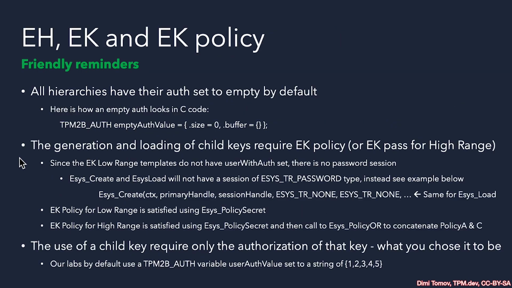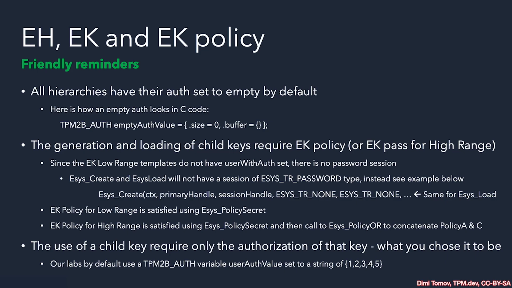Now, the generation and loading of the child keys would require EK policy. We talked about the fact that we need to satisfy the EK policy twice, first at creation and then at loading. Once we have our endorsement child key created and loaded, we just have to provide the authorization for that child key, which means that if we've set a password authorization and user with auth value, then this would work without having to satisfy the policy again.